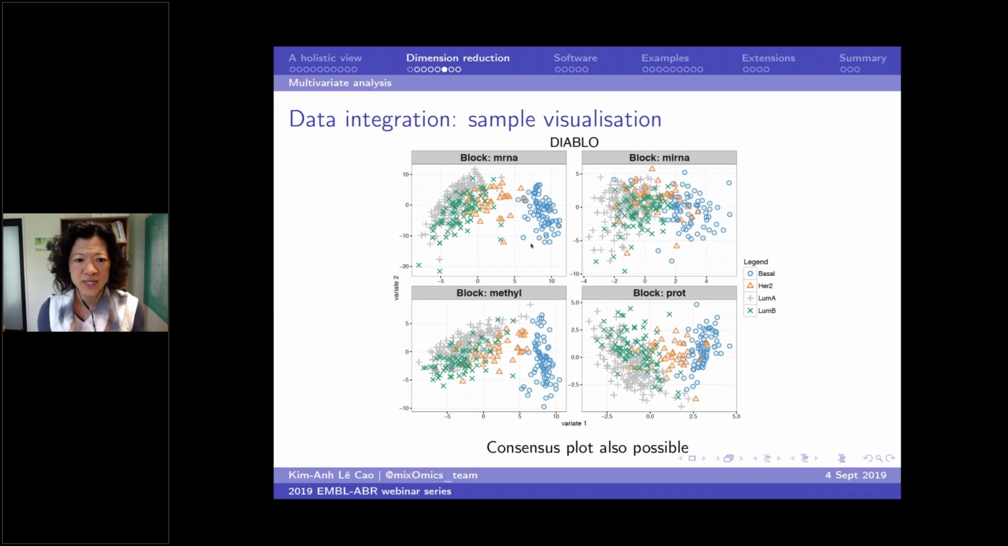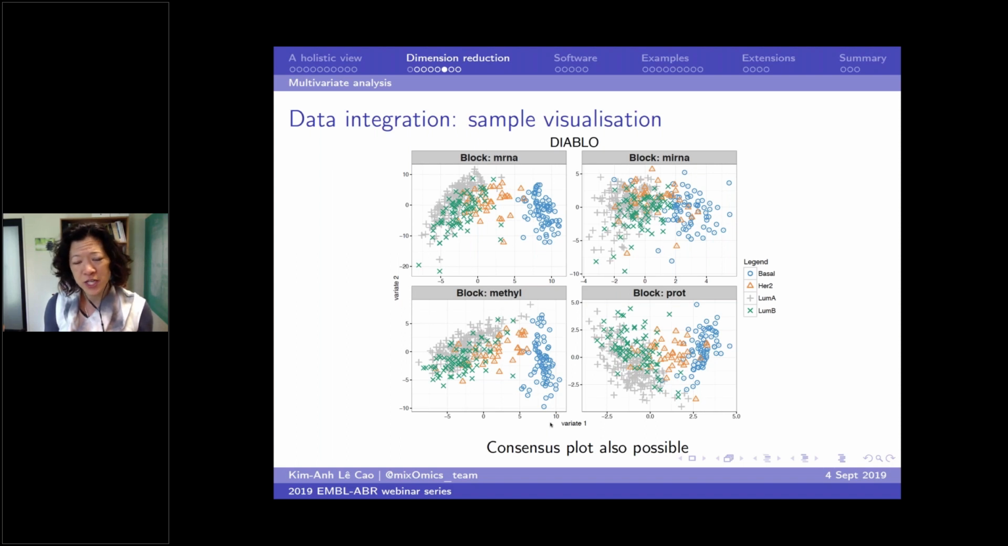So for example, here the basal samples are clustered together, and it's the same in the methylation data or the proteomics data. But what you can see is that sometimes some data sets are not so good at discriminating a sample group. So for example, with the microRNA, maybe the discrimination between the basal subtype and the other samples is a bit more blurry. You can also have a consensus plot that's going to show you basically the average between all these different component plots in one single plot.